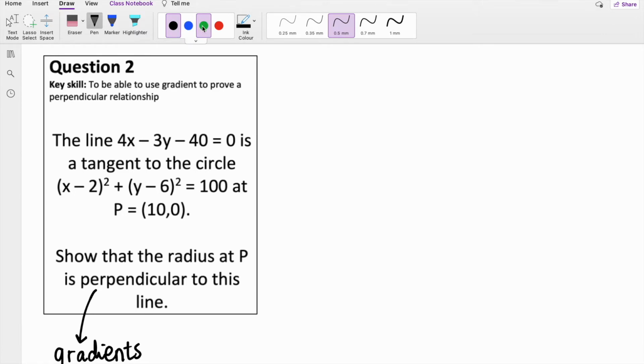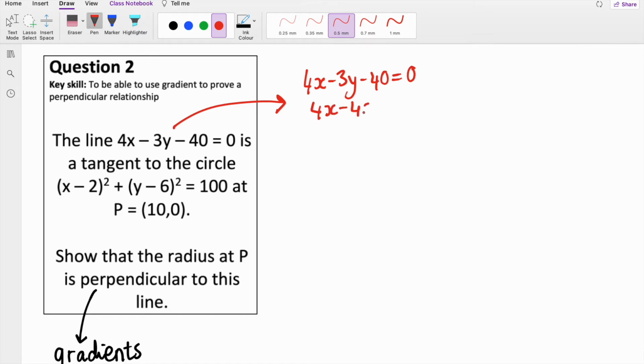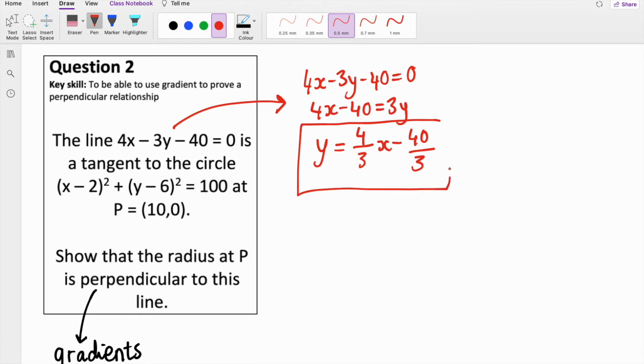So, I'm going to rewrite this equation of a straight line into the y equals mx plus c form. So if I've got 4x minus 3y minus 40 equals 0, I'm going to add 3y to both sides. So that's 4x minus 40 equals 3y. And I'm going to divide both sides by 3 to get y is equal to 4 over 3 x minus 40 over 3. Okay, that's my equation of my straight line. You can see that the gradient of that straight line is 4 over 3.